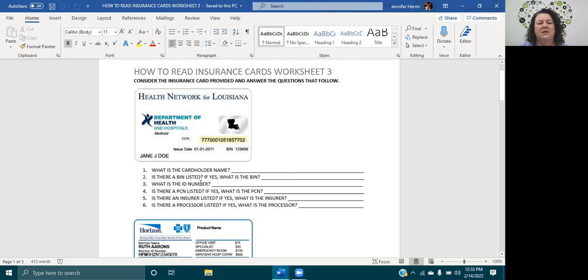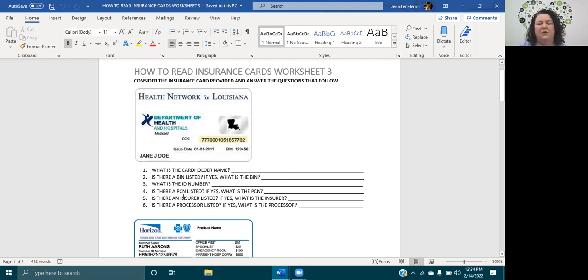The next question, number 3, says, what is the ID number? It's not specifically labeled as ID number, but the CCN that starts 777, that is your ID number on this particular card. So that's what you would enter in for number 3.